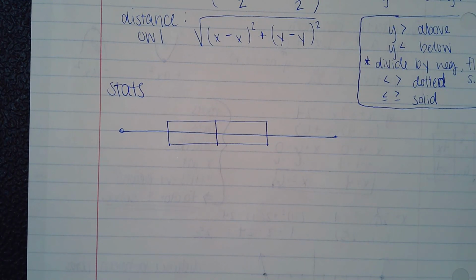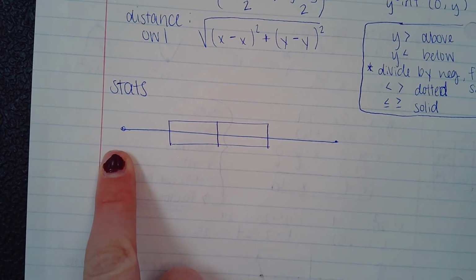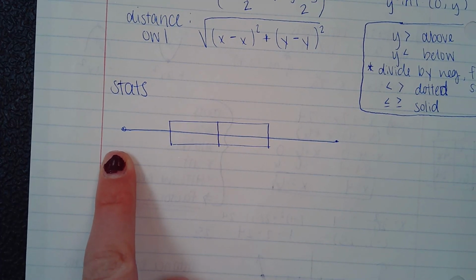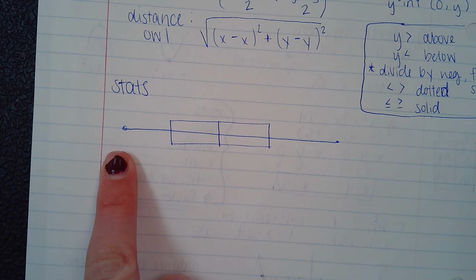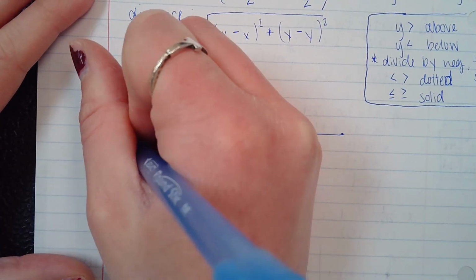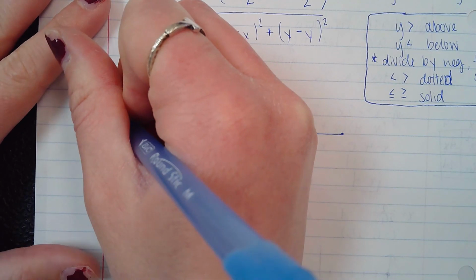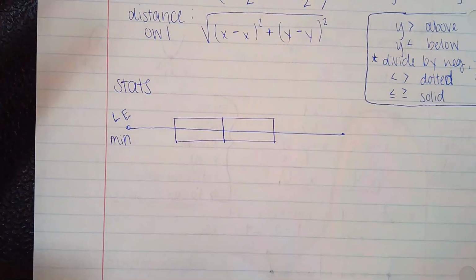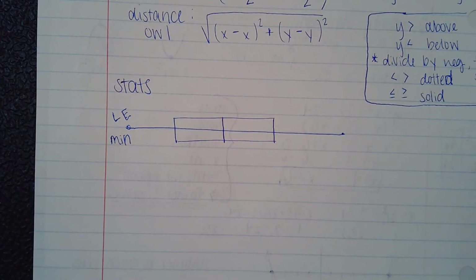All right, so tell me about the very far end. What do we call that? Like your smallest number. Your minimum. What else might they call it? The lower extreme. Those are interchangeable, so I'm not entirely sure what you'll hear. It just depends. So you may hear both. It could be the minimum or the lower extreme.